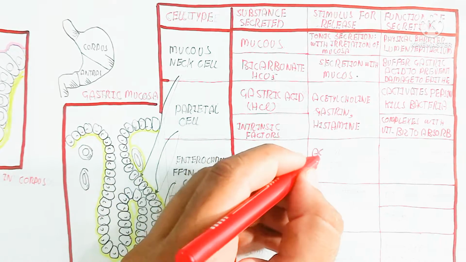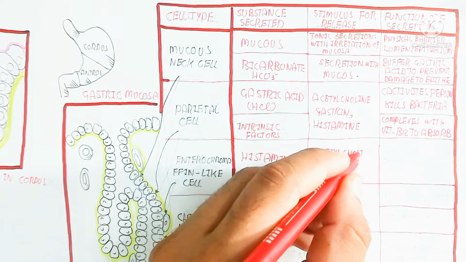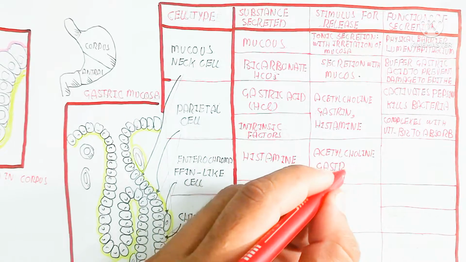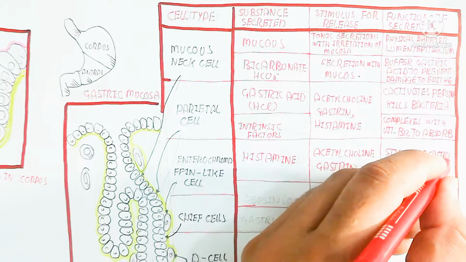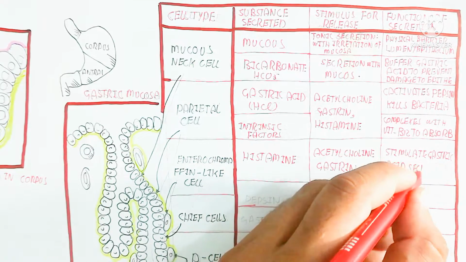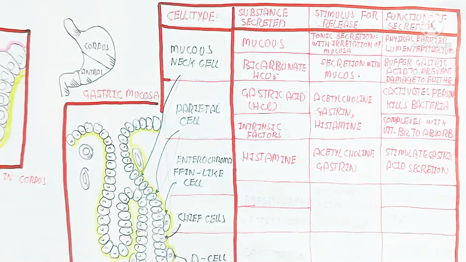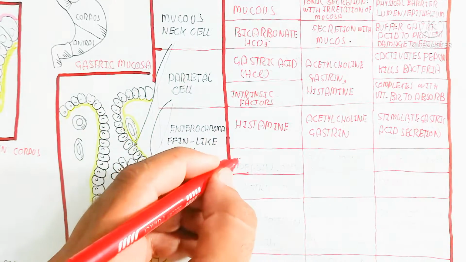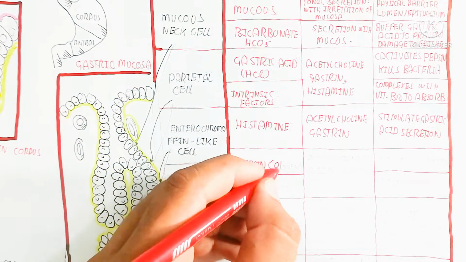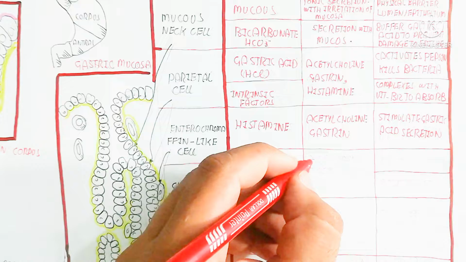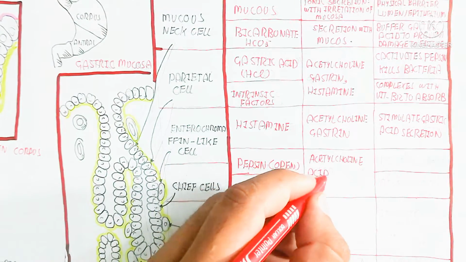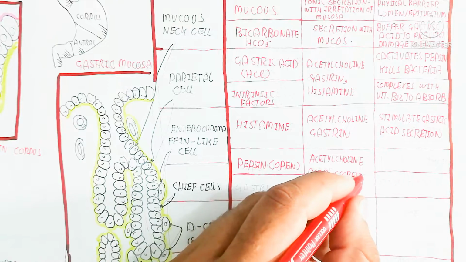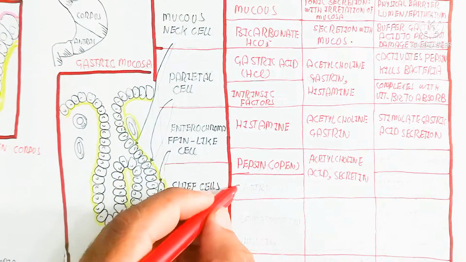On the other hand, the intrinsic factor is also released from the parietal cell. It complexes with vitamin B12, which is absorbed when bound with intrinsic factor. Histamine is produced from the enterochromaffin-like cell, and acetylcholine and gastrin stimulate the gastric acid secretion. Anyhow, here is the chief cell.